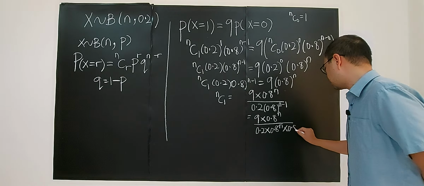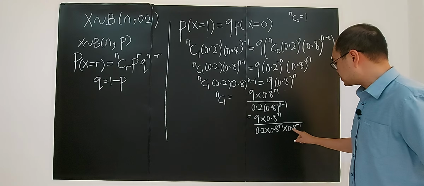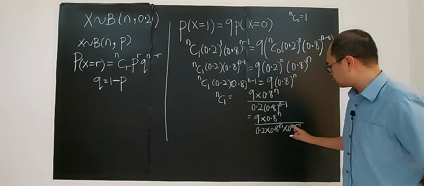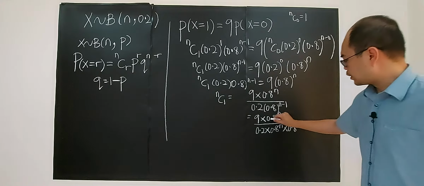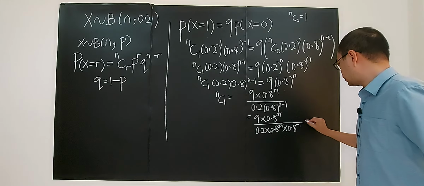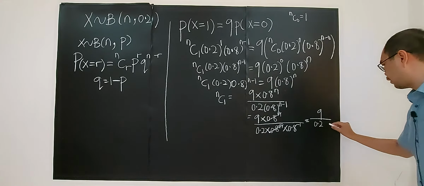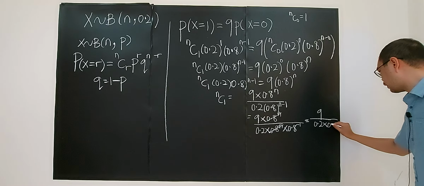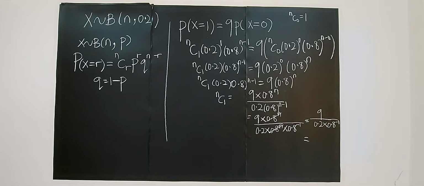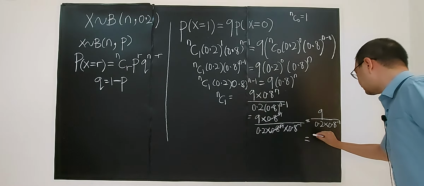You can rewrite this to be in the form of 0.8 to the power of n multiplied with 0.8 to the power of negative 1. As you multiply these two, you add up the powers, and you will get n minus 1. So this is a common factor which I can cancel off. Then you have 9 divided by 0.2 multiplied with 0.8 to the power of negative 1. Let's evaluate this, and you will get the value of 36.